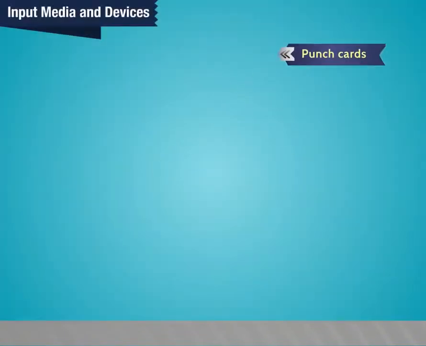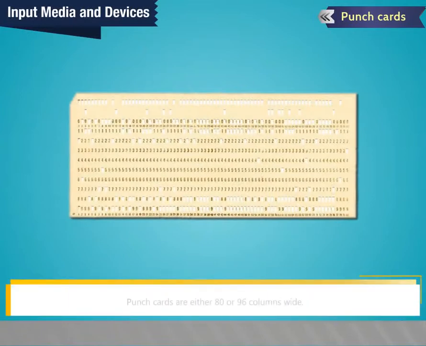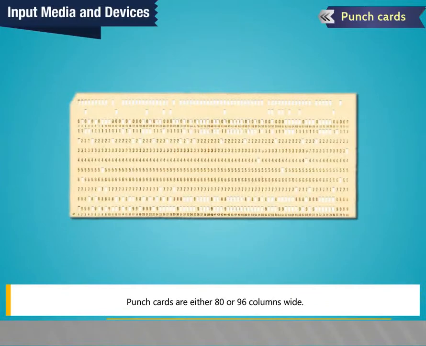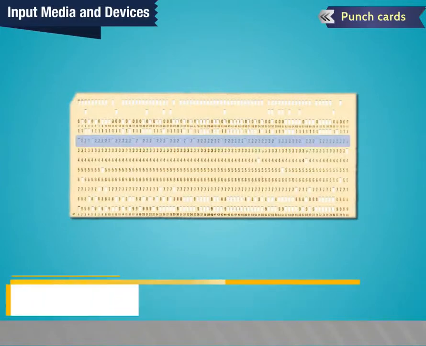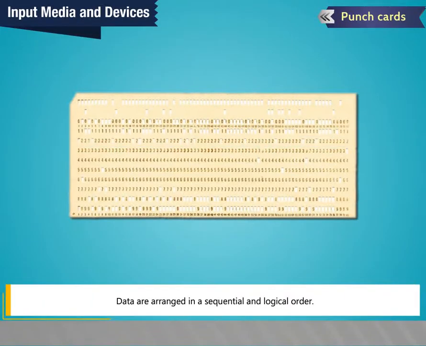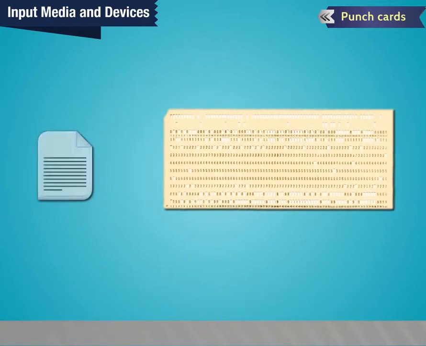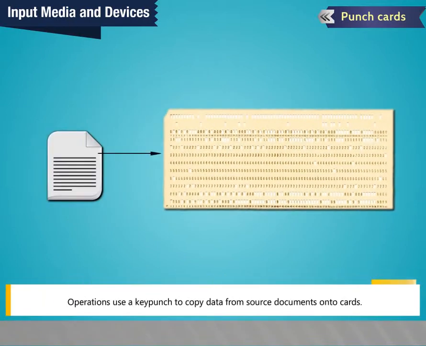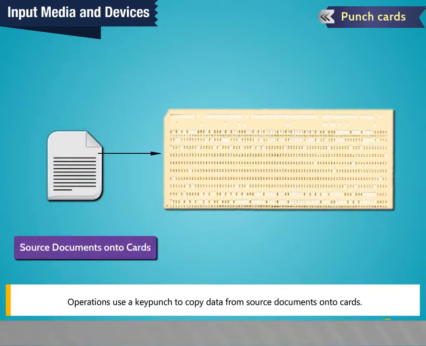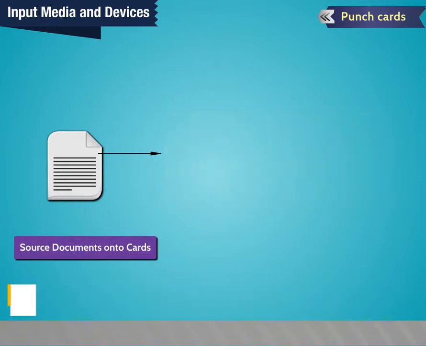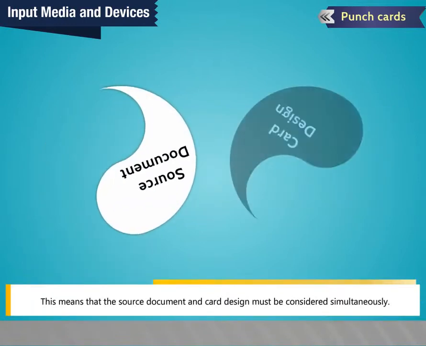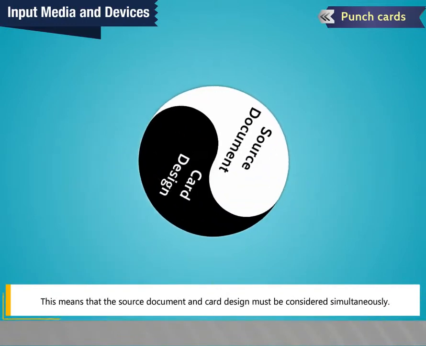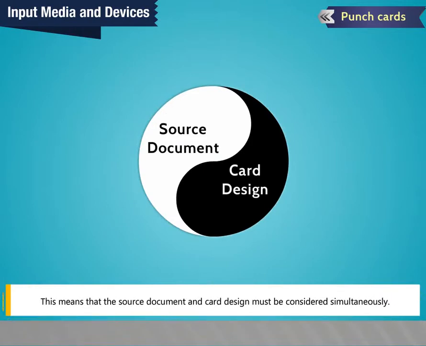Punch cards. Punch cards are either 80 or 96 columns wide. Data are arranged in a sequential or logical order. Operations use a key punch to copy data from source documents onto cards. This means that the source documents and card design must be considered simultaneously.